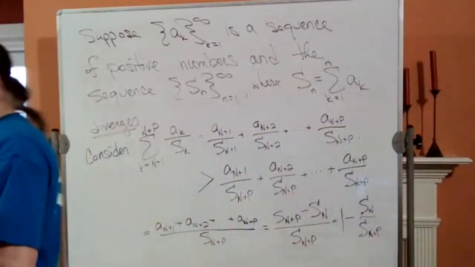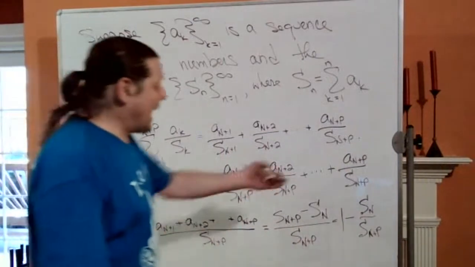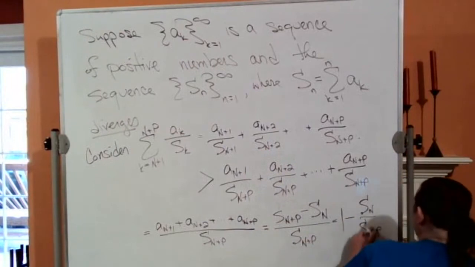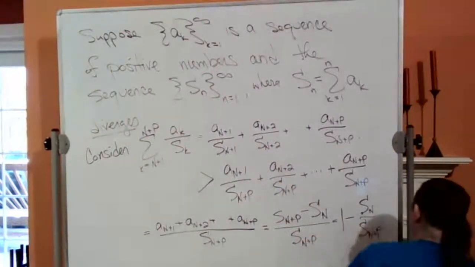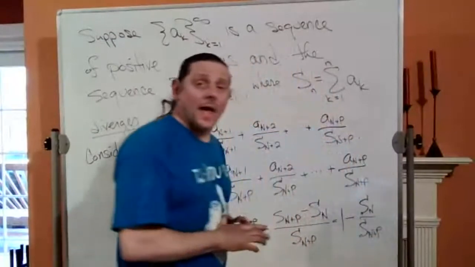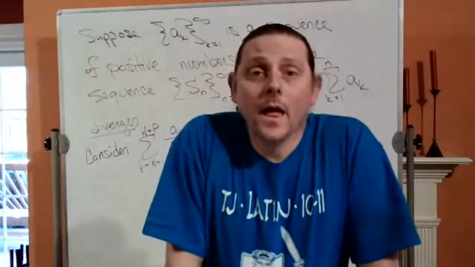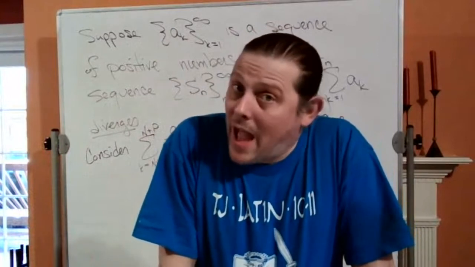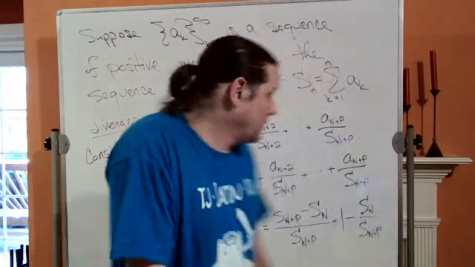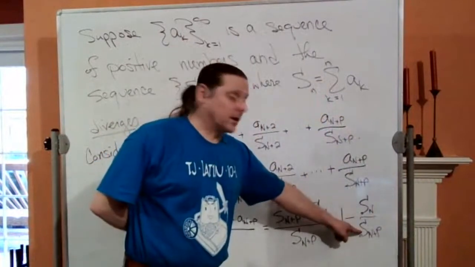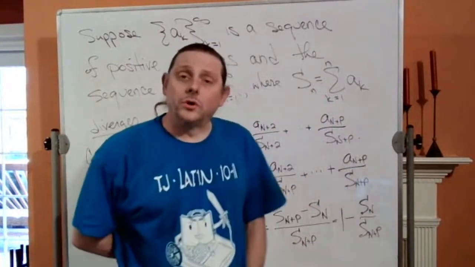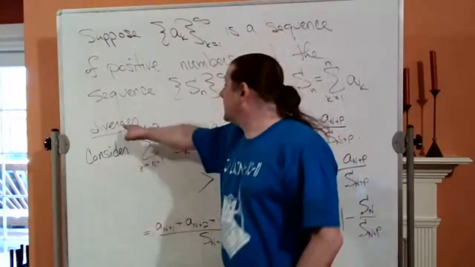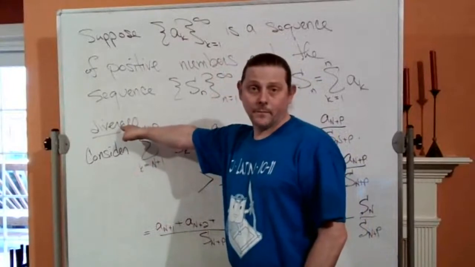And then I can split the numerator, and I'll view this. This is equal to 1 minus Sn divided by Sn plus p. Now, if I allow p to grow without bound, then the denominator here will grow to infinity. And that's because we assumed that the series diverged.